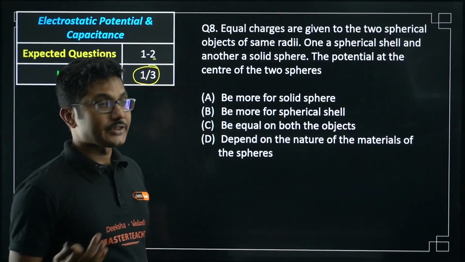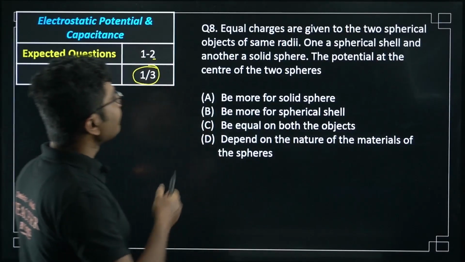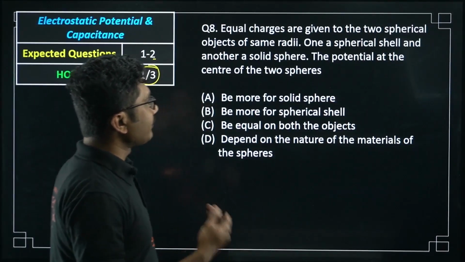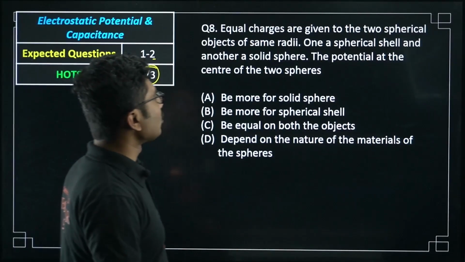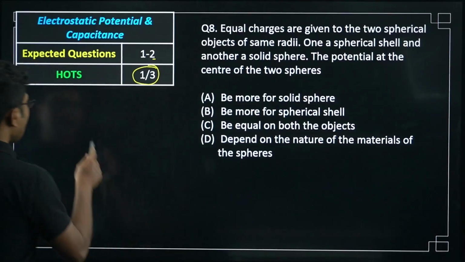This is an important chapter for HOTS questions. Equal charges are given to 2 spherical objects of the same radii, one a spherical shell and another a solid sphere. What is the potential at the center of the 2 spheres? So this is an interesting question.